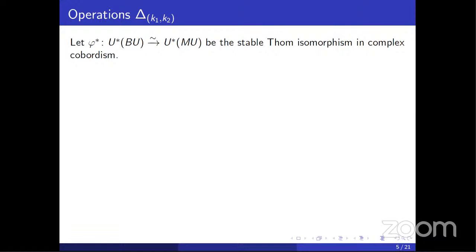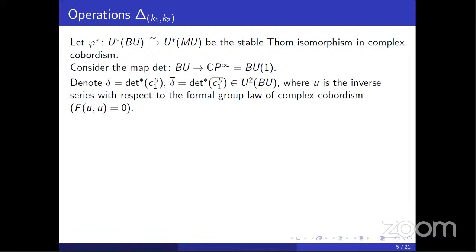Then consider the map determinant from BU to BU(1), that is CP infinity, induced by the determinant map on groups from U to U(1). And now denote by delta the characteristic class induced by this map from the first Chern class. We consider the first Chern class in the complex cobordism of CP infinity, and then we can induce from it the universal characteristic class delta in the complex cobordism of BU.